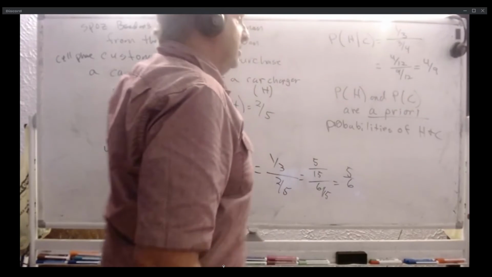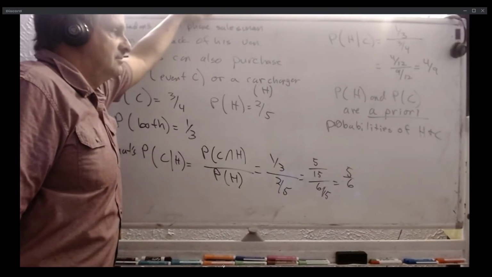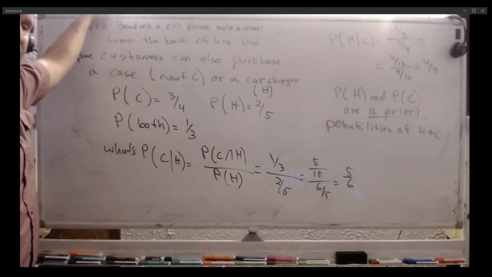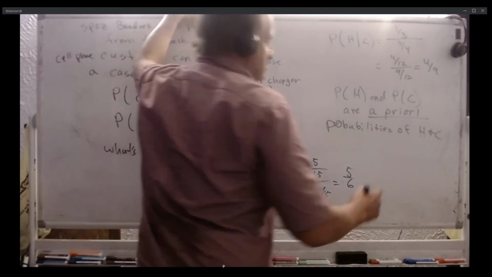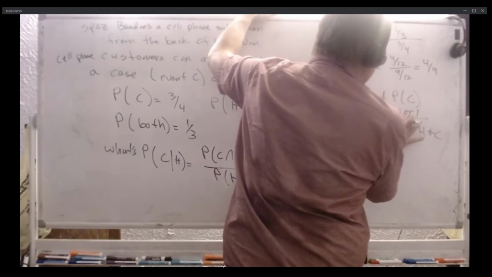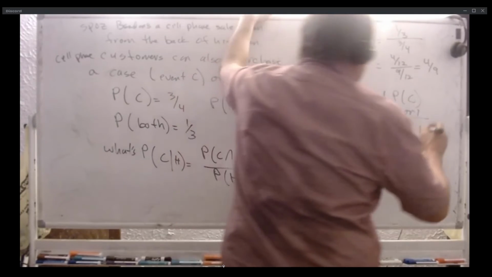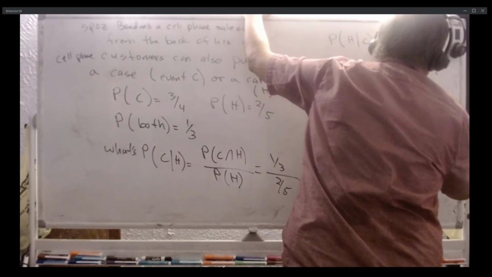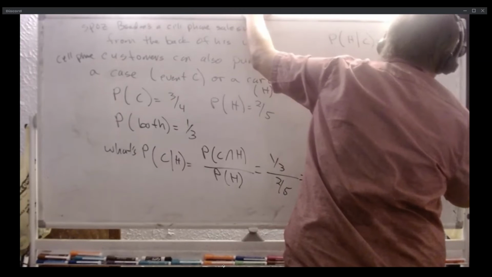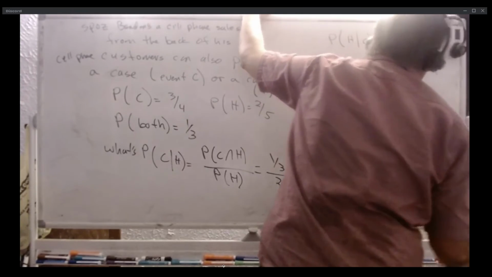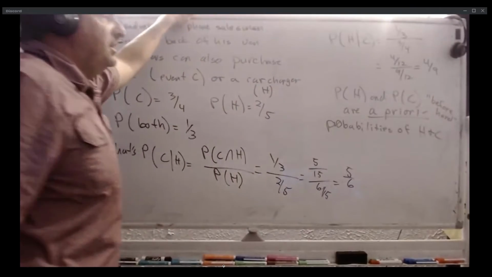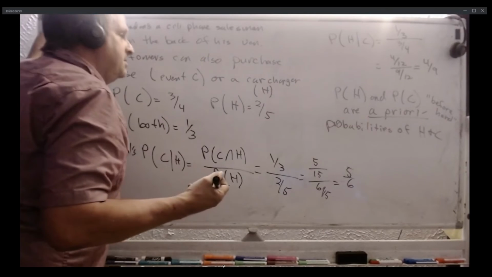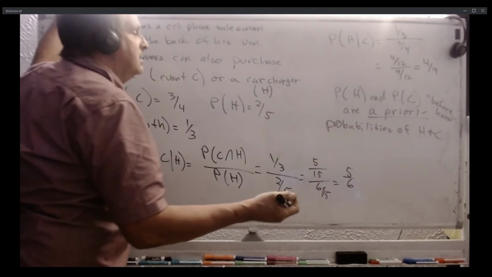What do you think a priori means? Take it apart. Priority. Or just prior, right? A priori means beforehand or prior knowledge. That's what a priori means. So the individual probabilities that we had to start with were the probabilities that we knew before we knew anything else.